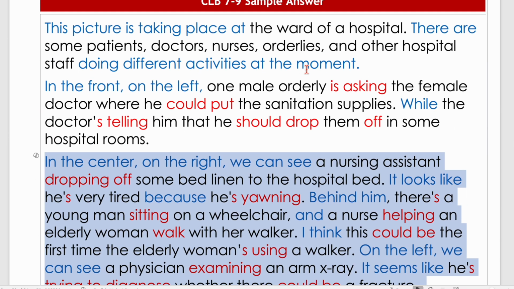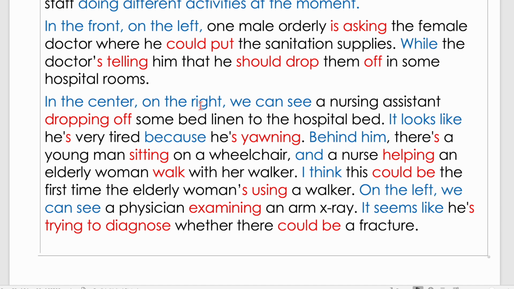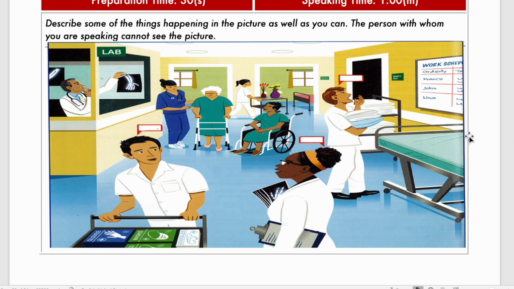We have more there. Okay, so let's start with in the center on the right, we can see a nursing assistant dropping off some bed linen to the hospital bed. Okay, over here, so he's taking some bed linen to that hospital bed. Okay, very good.